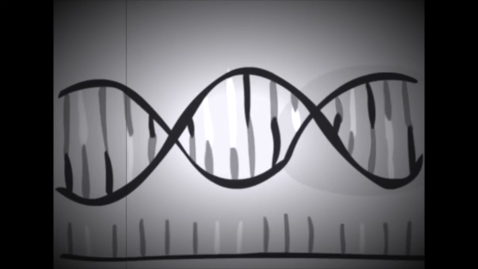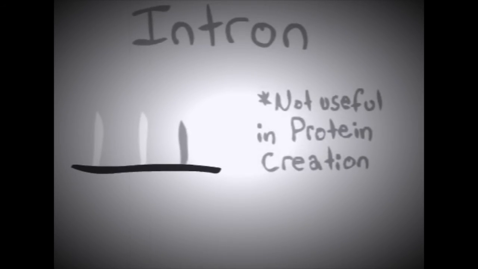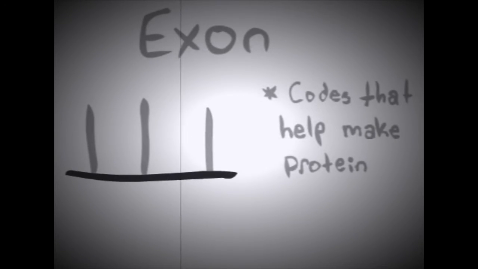Currently, these strands of RNA are called pmRNA, or pre-mRNA. Before pmRNA can become mRNA and travel out to the ribosomes, the pmRNA needs to remove unwanted DNA codes in its strand. These unwanted codes are called introns. Introns are not useful and do not have code that relates to the making of the protein. Their opposite, exons, are codes that help create the protein by matching with amino acids. Once these introns are removed, the strands fully become mRNA.